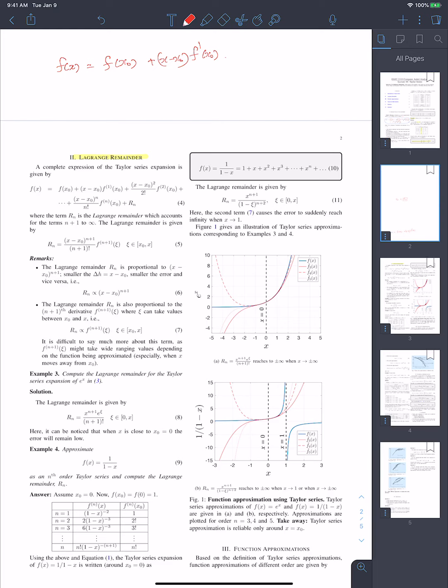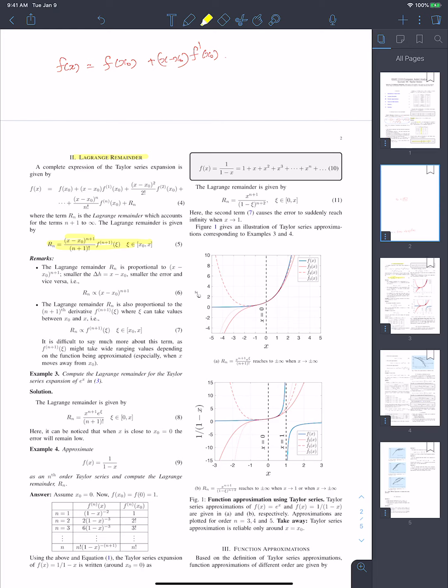The question is, if I use two terms to approximate a function, how much is the error? What is the magnitude of the error? That is answered by the Lagrange remainder. The Lagrange theorem says the error will be this much, shown in equation 5.